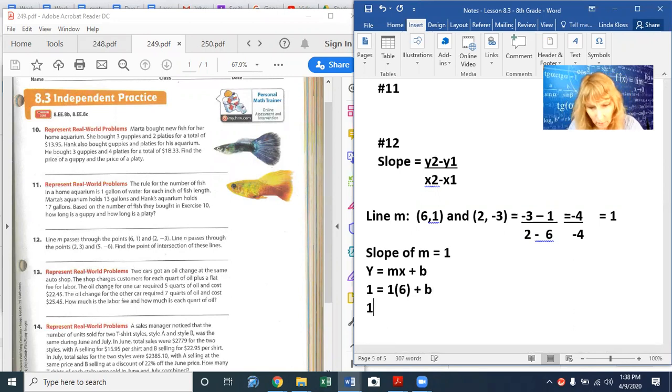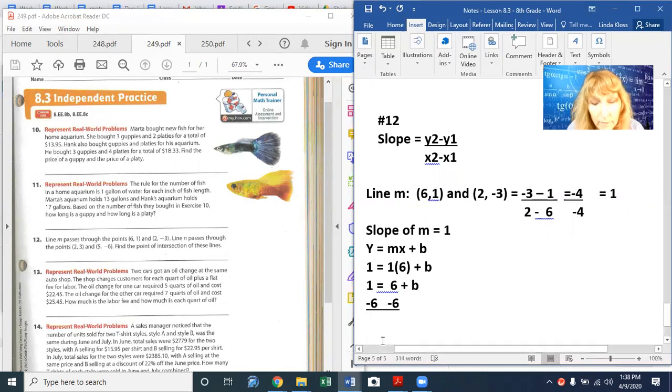So we have 1 equals 1 times 6, 6 plus b. We're going to subtract 6 from both sides, and that'll just leave us with b, right? Subtract 6 from both sides. That will leave us with 1 minus 6, negative 5, and that equals, the 6 and the negative 6 cross off, and I'm left with b. So b is equal to negative 5.